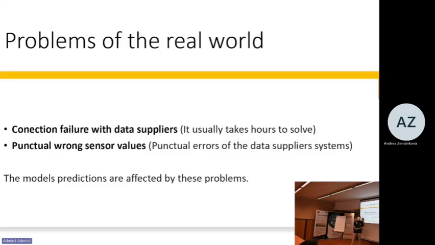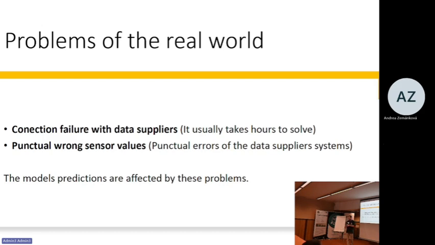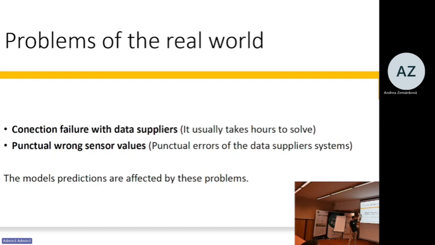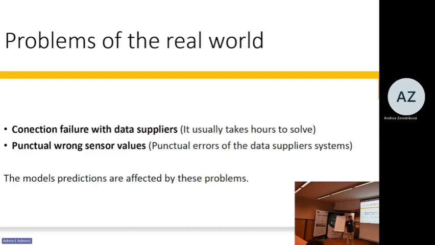Now I'm going to talk about problems of the real world. We have this model on a system working in real time, receiving data from the data suppliers, but we have had some issues. One of them is that if one of the connections with the suppliers fails, we cannot make a prediction. We don't have every data available. Another problem is when we receive data, but this data comes with wrong values, maybe for whatever reason.